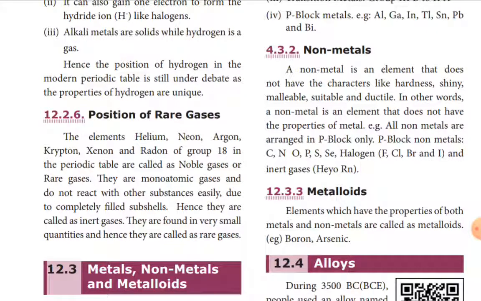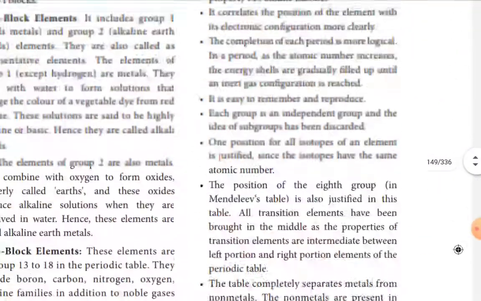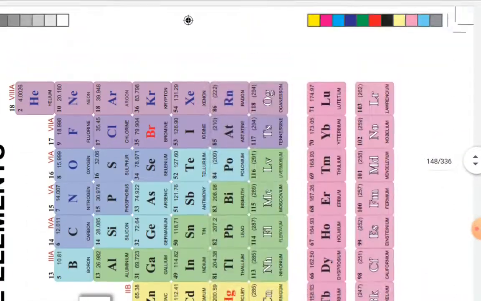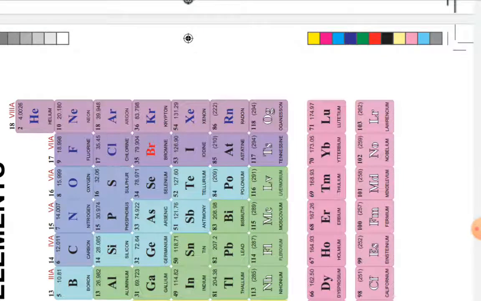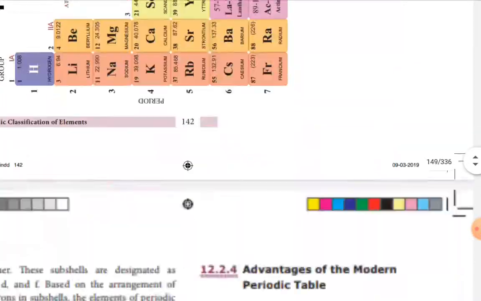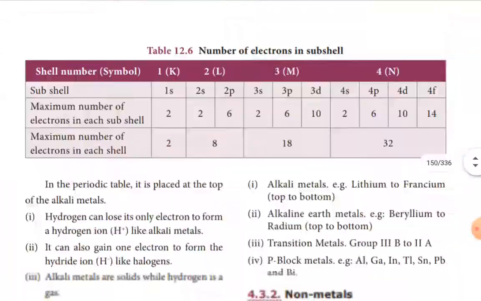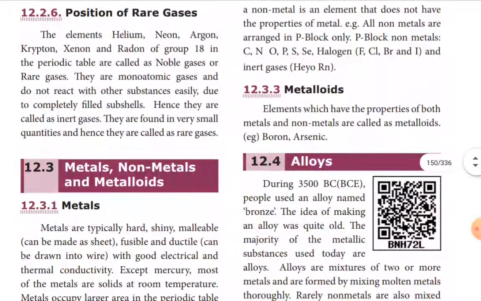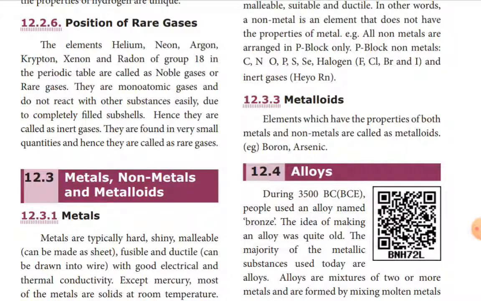Then the position of rare gases. Rare gases are in the last column of the modern periodic table, the 18th group. When you see the periodic table, the last group, the 18th group, has helium, neon, argon, krypton, xenon, radon. These are the rare gases given in the modern periodic table. Rare gases are also called inert gases, also called noble gases. There are 3 different names. Group 18 elements are called noble gases, also rare gases, rarely obtained in the universe.